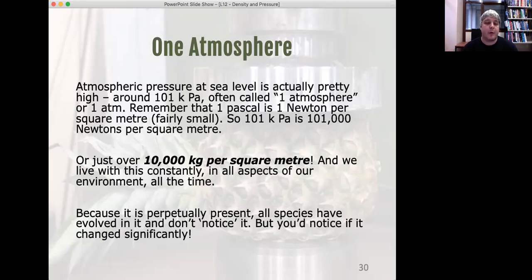Because it's perpetually present, all species have evolved in it. We don't notice it in the sense that we don't feel this pressure pushing on us. But we'd notice it if it changed significantly. If you go too far underwater, so it gets greater, then you would notice that increased pressure. If you go out into space where there's no pressure, then you would notice that and you would die. So we notice when it changes, but we don't notice that pressure constantly pushing on us because we're used to it. It's what we evolved in. It's a requirement for our species to function.